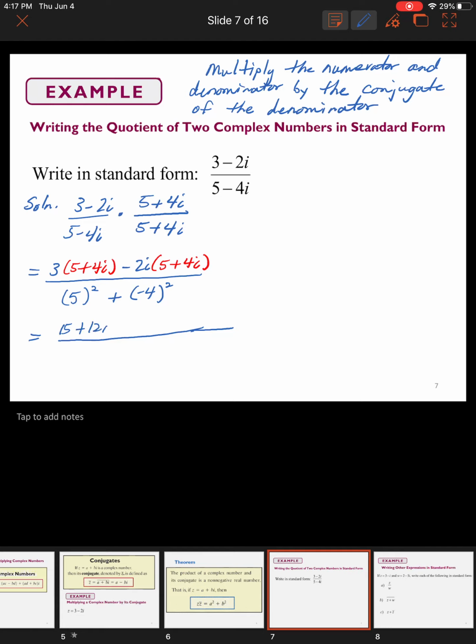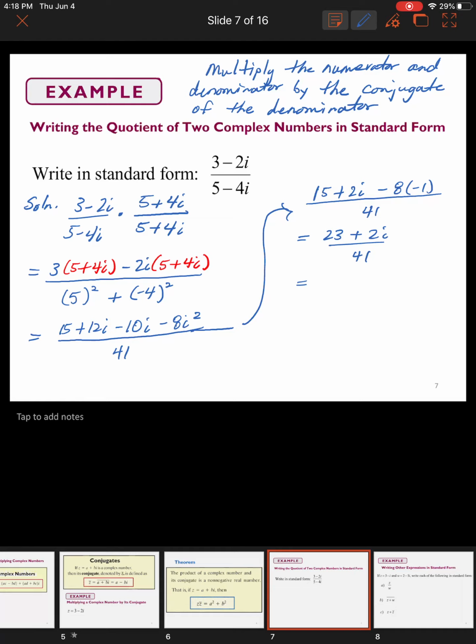So we have 15 plus 12i minus 10i minus 8i squared, all over 41. All right. Next step, simplify the numerator. You have 15 plus 2i minus 8 times negative 1, because i squared again is negative 1. We have 15 plus 8 gives us 23 plus 2i over 41.